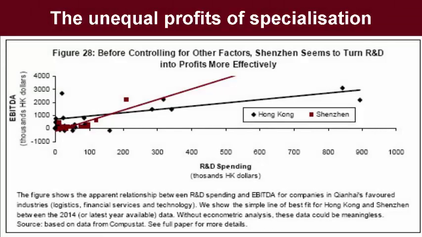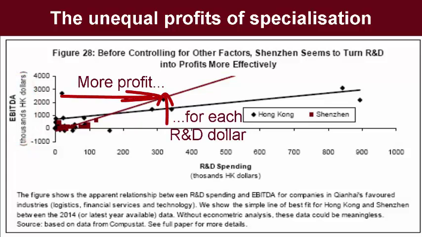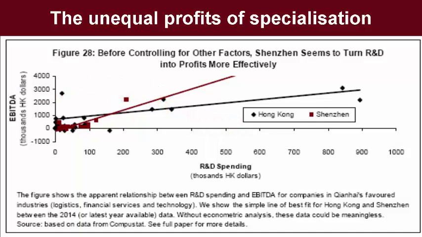Moreover, R&D spending tends to have different effects in each of these regions. If we look at the most important measure of the impact of such R&D spending, profits from R&D, as measured by EBITDA, or earnings before interest, tax, depreciation, and amortization, we see that Shenzhen's companies tend to convert R&D spending much more efficiently into profits than Hong Kong companies.